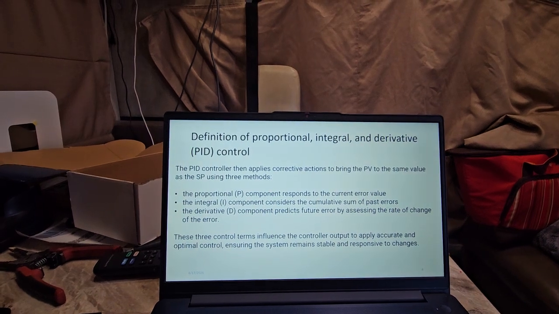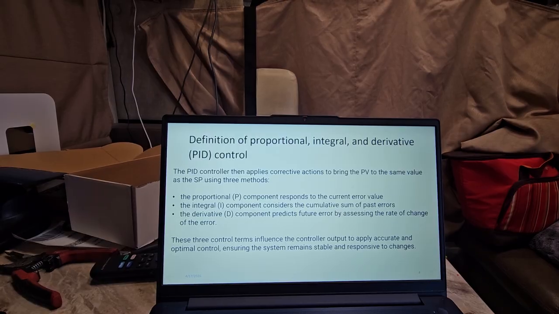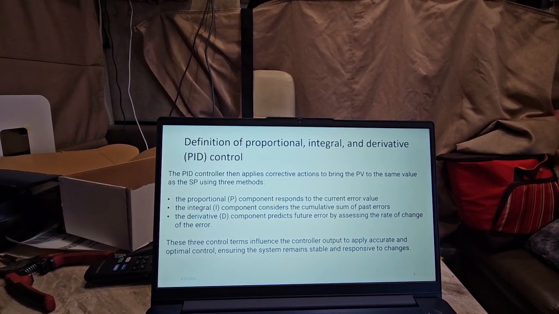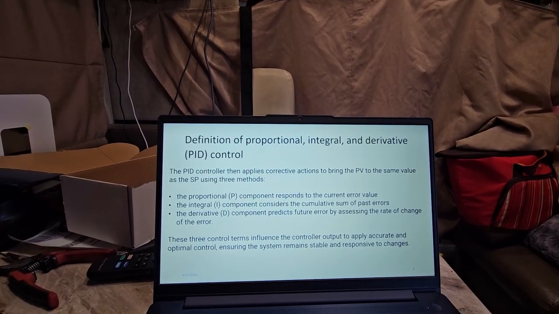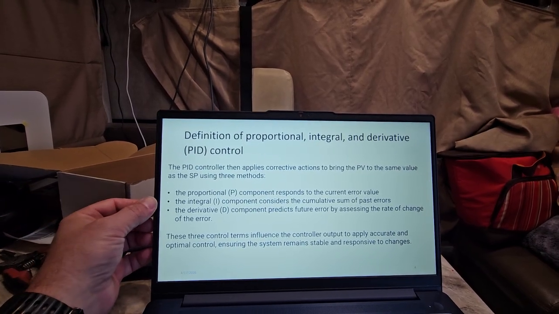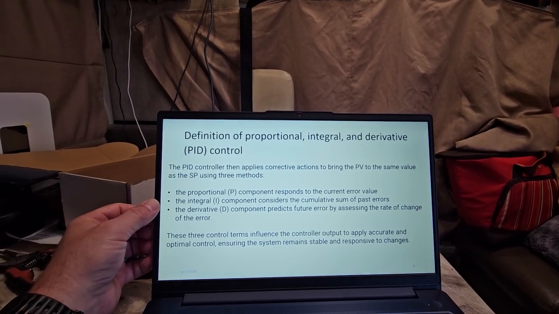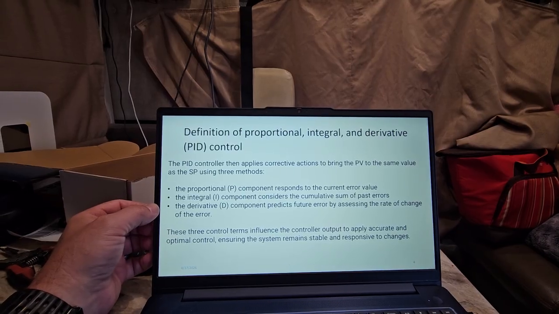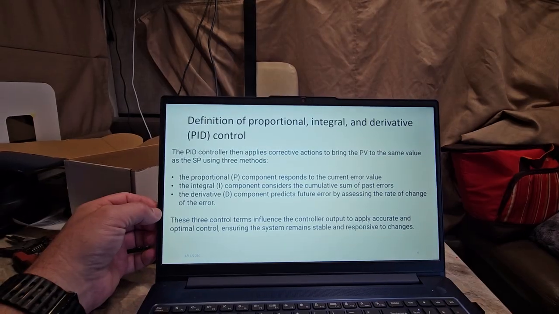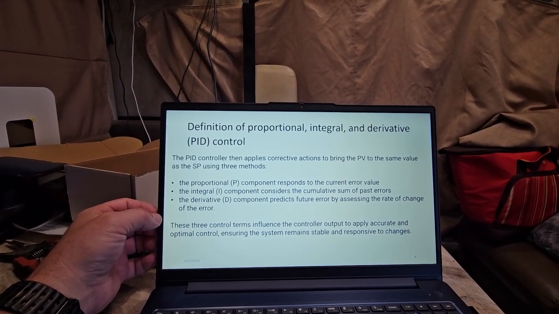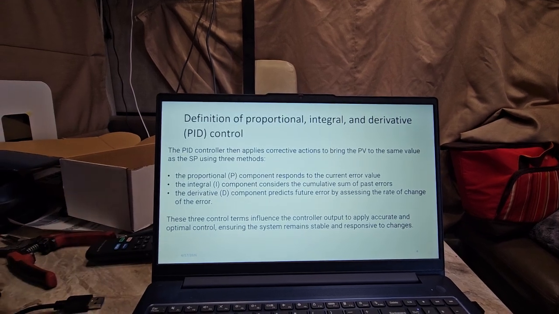The definition of proportional, integral, and derivative PID controls. The PID controller then applies corrective actions to bring the PV to the same value as the SP using three methods. The proportional component responds to the current error values. The integral component considers the cumulative sum of past errors, and the derivative component predicts the future errors by assessing the rate of change of the error. These three control terms influence the controller output to apply accurate and optimal control, ensuring these systems remain stable and responsive to change.